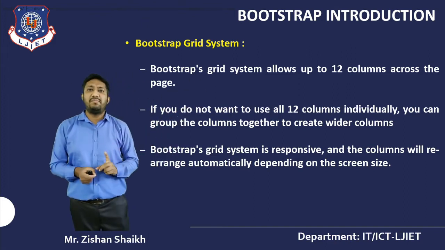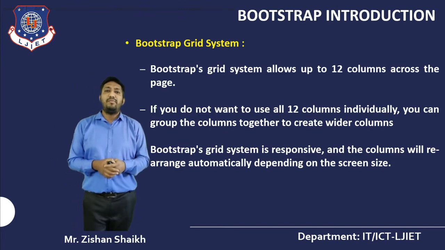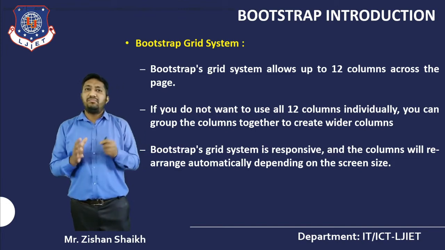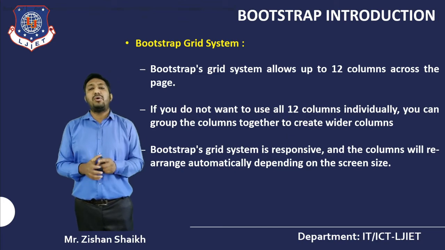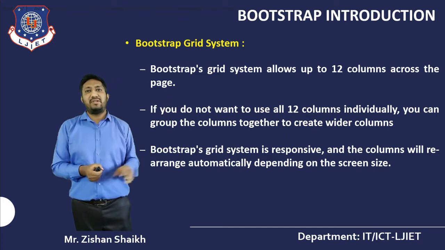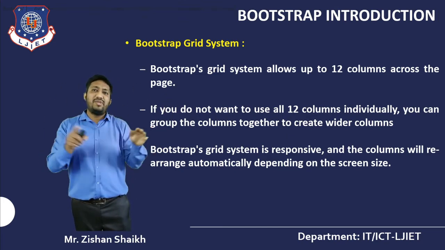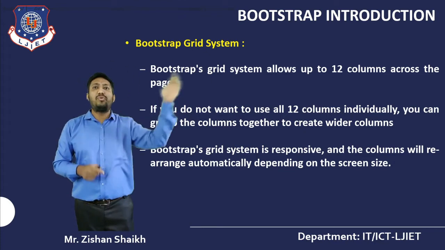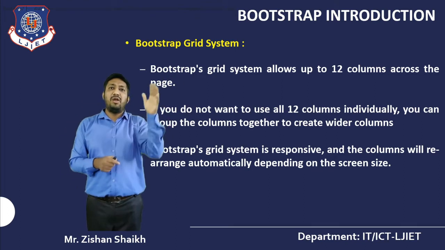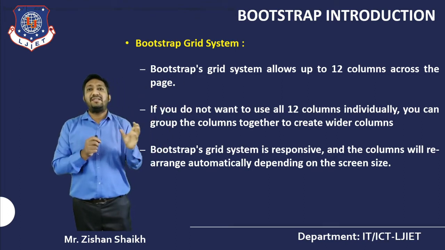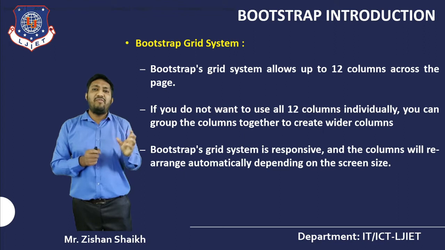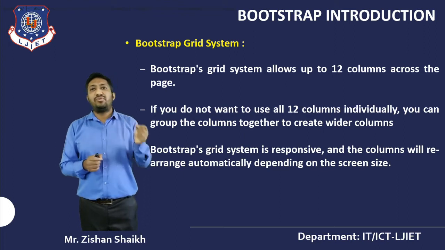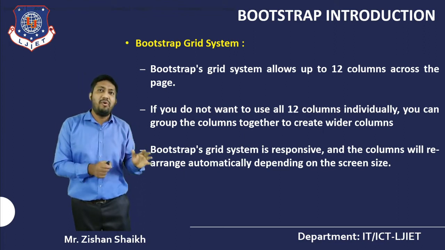So what is the grid system? Let's understand. The Bootstrap grid system allows up to 12 columns across the page. What is the meaning of this line? Our whole web browser is divided into 12 columns, 1, 2, 3 up to 12, and all the contents exist in those 12 columns, and the flexibility of accessing that data depends totally on the developer's hand.